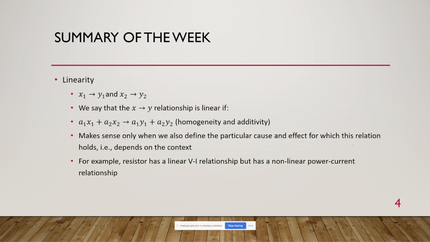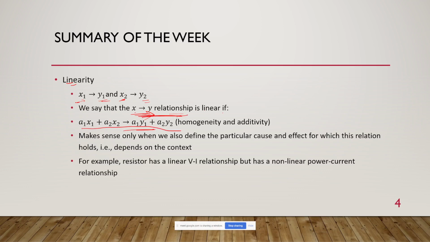Now, quickly summarizing the properties. What was linearity? Linearity says that when you apply an input x1 to a system and you get an output y1, and you apply x2 to the system and you get a y2 output, we say that the x to y relationship is linear. This point will become clear now. You must focus on the phrase here: x to y relationship. We say the x to y relationship is linear if this property holds.